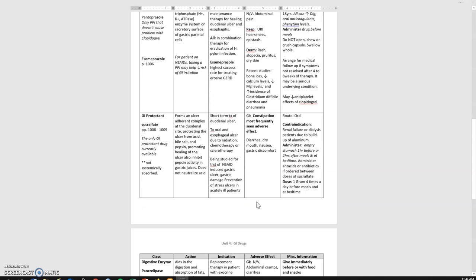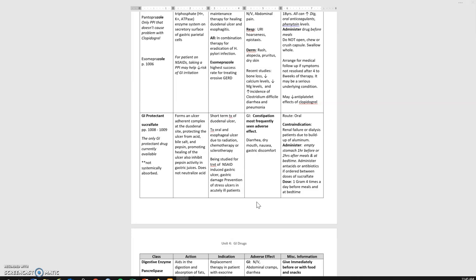The GI protectant, the only one on the market, is sucralfate, and it is not systemically absorbed. It only works in the GI tract for short-term treatment of ulcers. It's been studied for treatment of NSAID-induced ulcers and for prevention of stress ulcers in acutely ill patients. The most common adverse effect of sucralfate is constipation, although it can cause the opposite, GI diarrhea, dry mouth, those kinds of things. Constipation is the most frequent adverse effect.